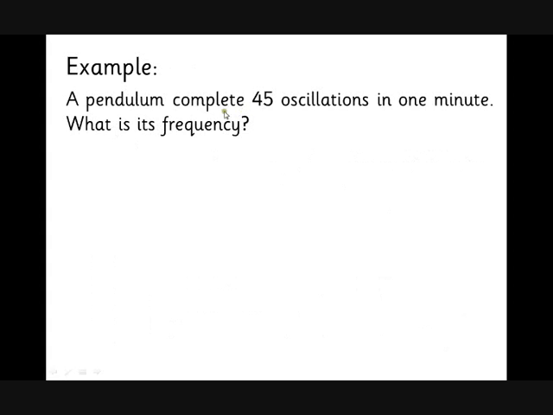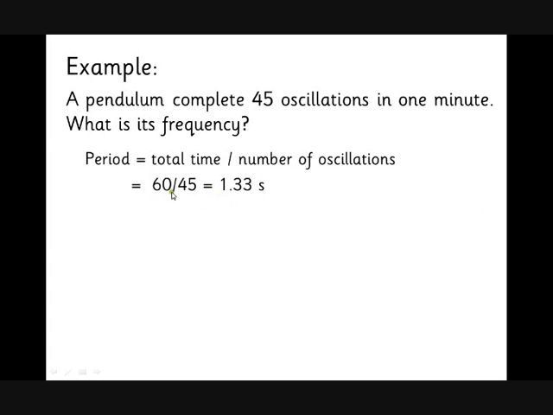Okay, quick example. A pendulum completes 45 oscillations in 1 minute. What's its frequency? Notice a little catch with the unit here. This is minutes. So the first thing we do is to work out the period, which is the time divided by the number of oscillations. So it takes 60 seconds to complete 45 oscillations. That's 1.33 seconds for each oscillation.